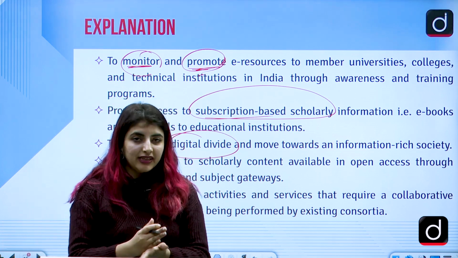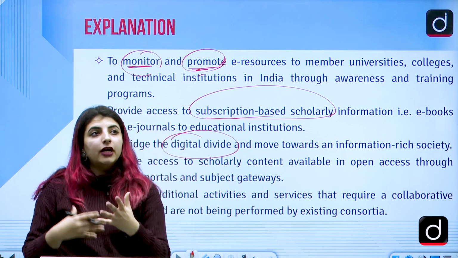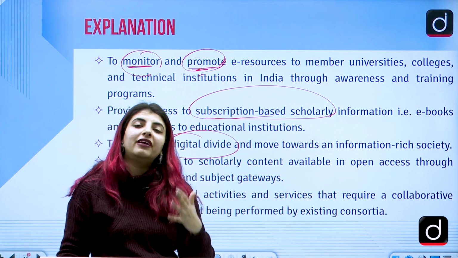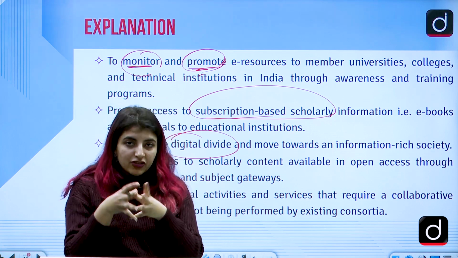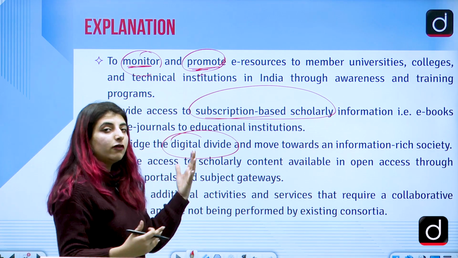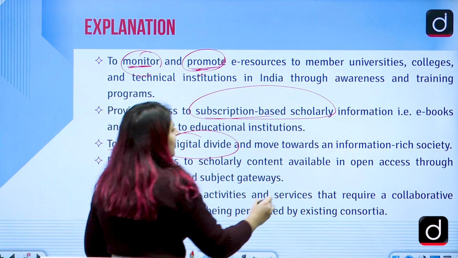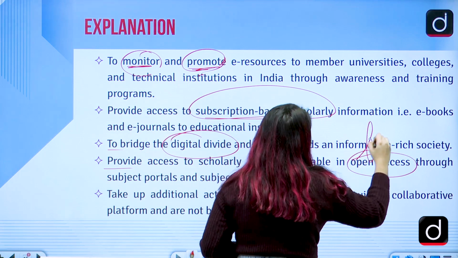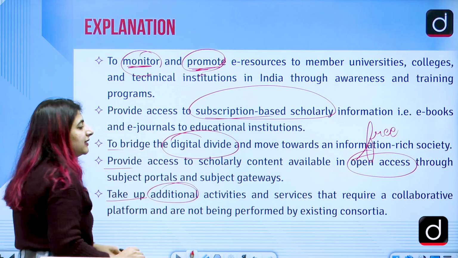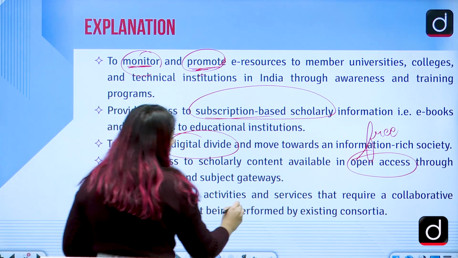Digital divide here means the people who have access to education through digital resources, and the others who do not even have access to the internet. So, bridging the gap between these digital divides is the main objective of E-ShodhSindhu. Provide access to scholarly content in open access as well, which means it should be free of cost as well.